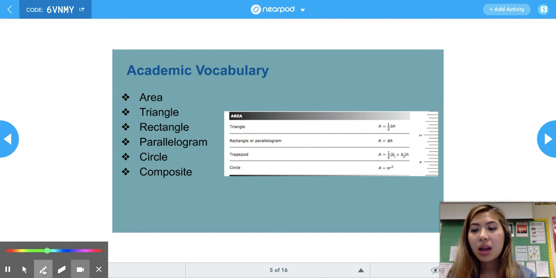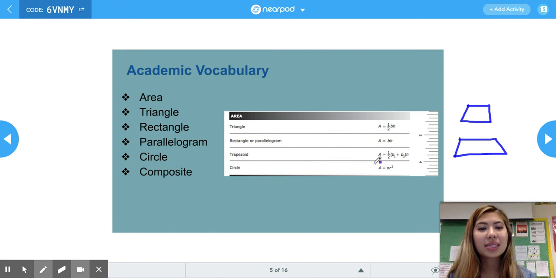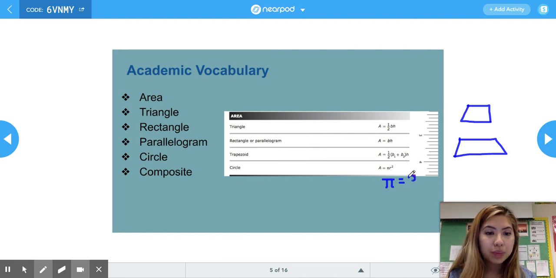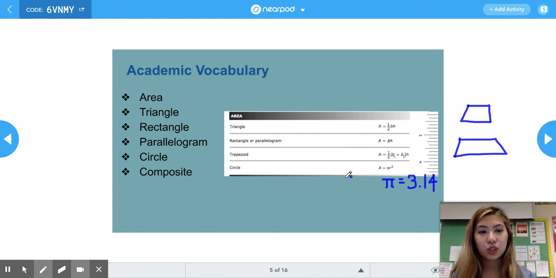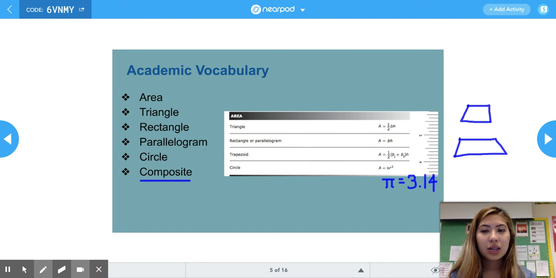A trapezoid's formula is area is equal to half times base 1 plus base 2 times height. And from yesterday, we were reminded that trapezoids usually look like this, but sometimes they can also look more similar to this. And then our area formula for a circle is area is equal to pi times radius squared. And remember that we're going to use 3.14 when we're calculating the area for a circle to represent pi. Composite means made up of or composed of. And so our shapes today will be made up of smaller, simple geometric shapes.